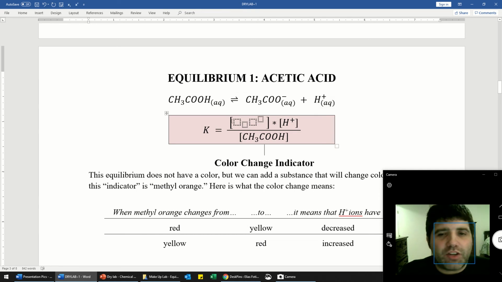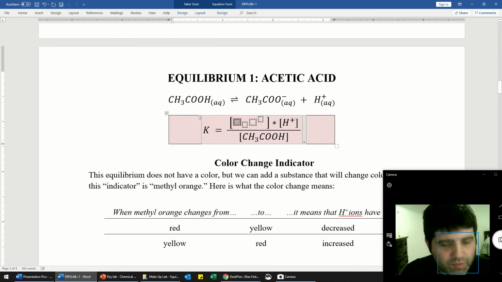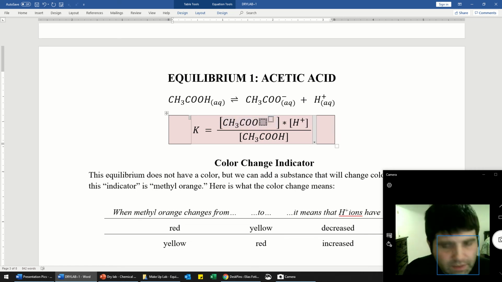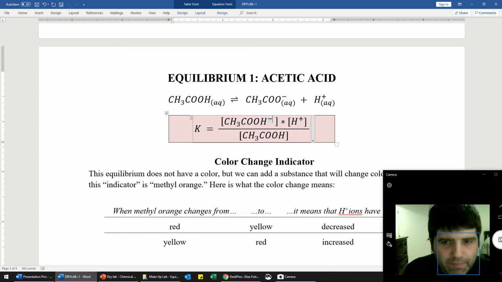So the first thing we can do is set up the equilibrium constant expression. So we have two products this time on the top. So we have CH3COO, and then we have H+, and that's all set.